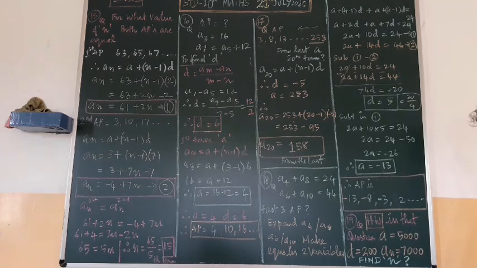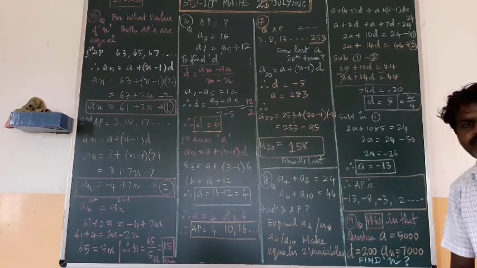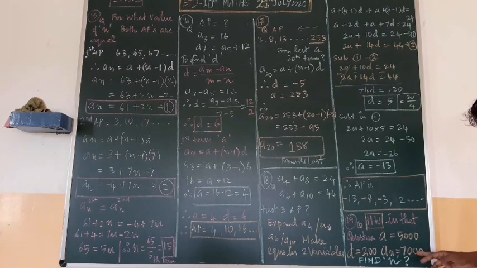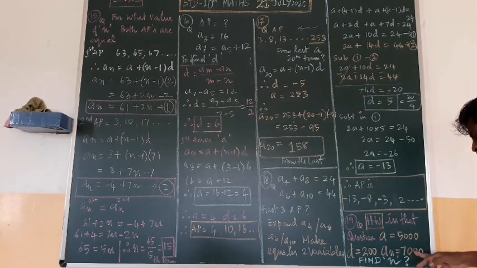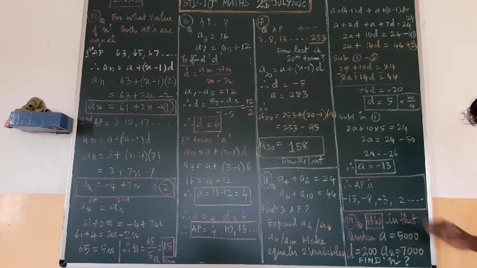19th question, what is given? A person is getting a salary. The starting salary is 5,000 and every time they are giving an increment of 200, and finally he is getting 7,000 in 1 year. How many years after is he getting this 7,000? Okay. So find n. You take this as homework.